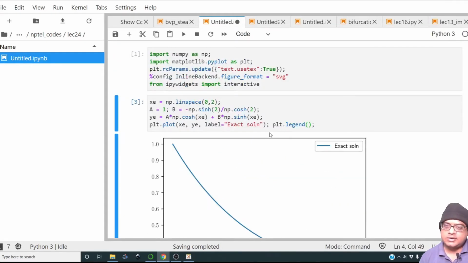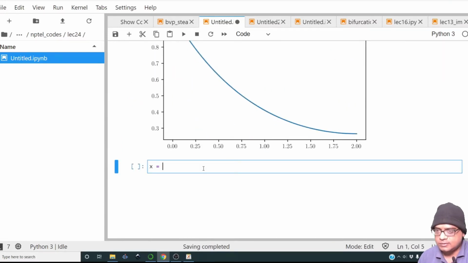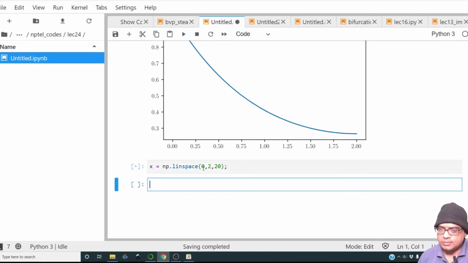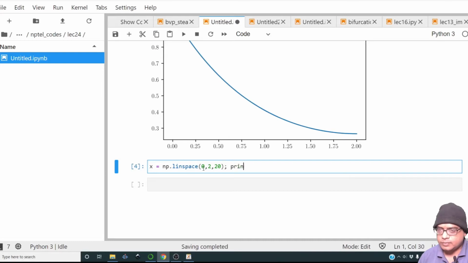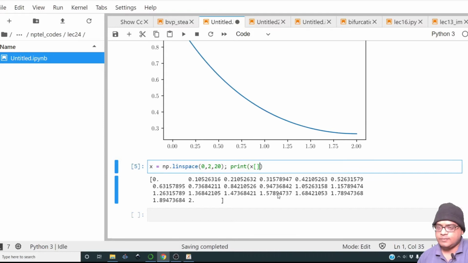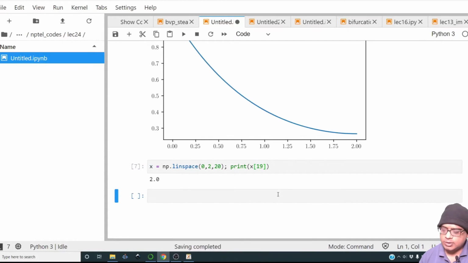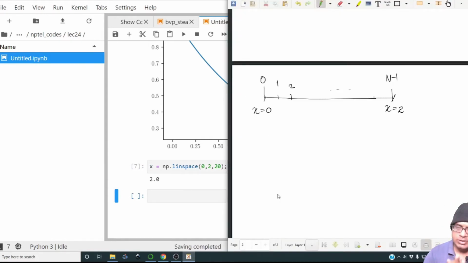So let us keep this code over here and write this here: x equal to np.linspace(0, 2), and let's say we take 20 points. Let us print x just for good measure. So this is how x looks. The 0th point is 0 and the last point, 19, will be 2. So it's going all the way from 0 to n minus 1.